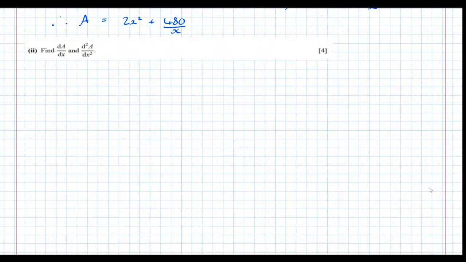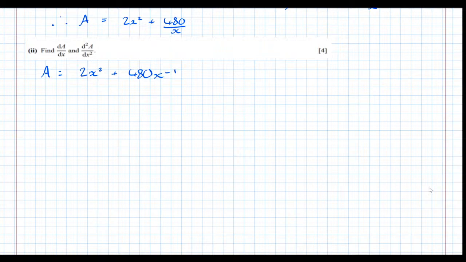Right, so currently it's not yet ready to differentiate because 480 over x isn't in a differentiation friendly format. We need to write it as A equals 2x squared plus, and the way I decide what to write, first of all, I cover up the x to see that the number needs to be 480. Then I cover up the number to see over x. Well, over x, the reciprocal of x is x to the minus 1.